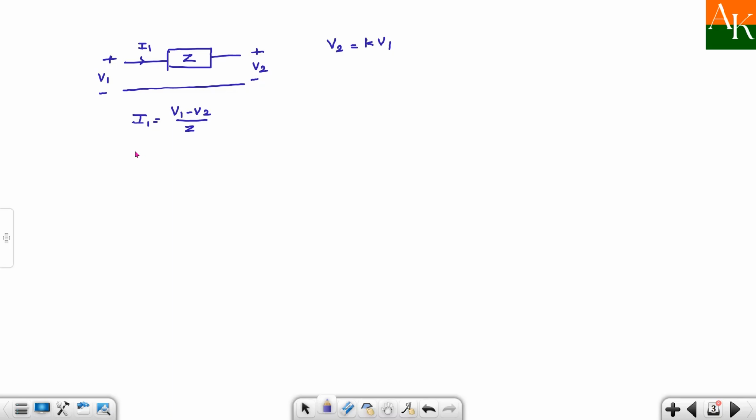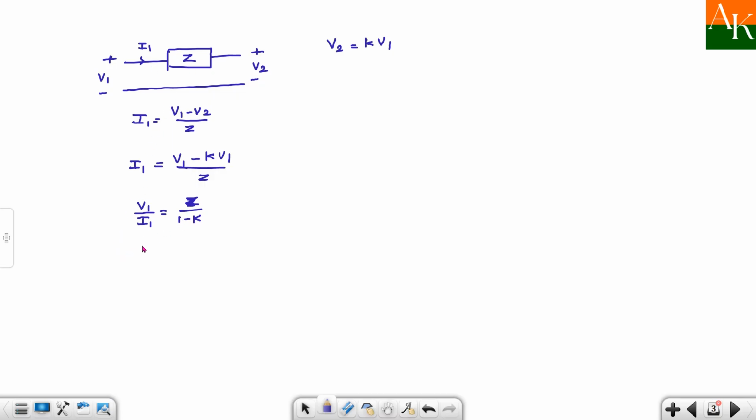So here we have to form the equation in terms of V1 and I1. Rather, we have to find out the ratio of V1 by I1. So substitute for V2. So this turns out to be (V1 minus K times V1) by Z. So you can take V1 common and V1 by I1 turns out to be Z divided by (1 minus K). So how to split the given element at the input side? Divide that by 1 minus K.